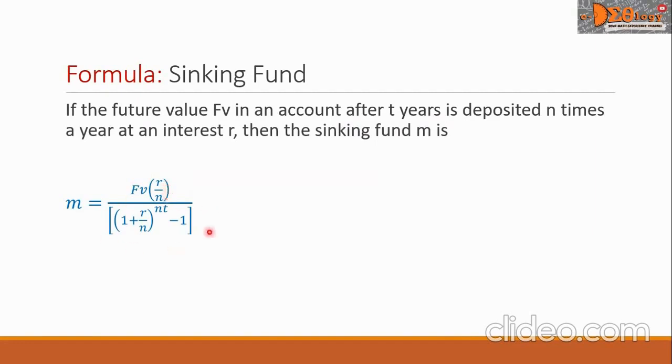In our denominator, it is a little bit complex also. We have a binomial here, 1 plus the fraction R over N. And this binomial is raised to a power that is a product of NT. And then this whole quantity is minus 1. Take note that this formula is a manipulated version of the ordinary annuity.